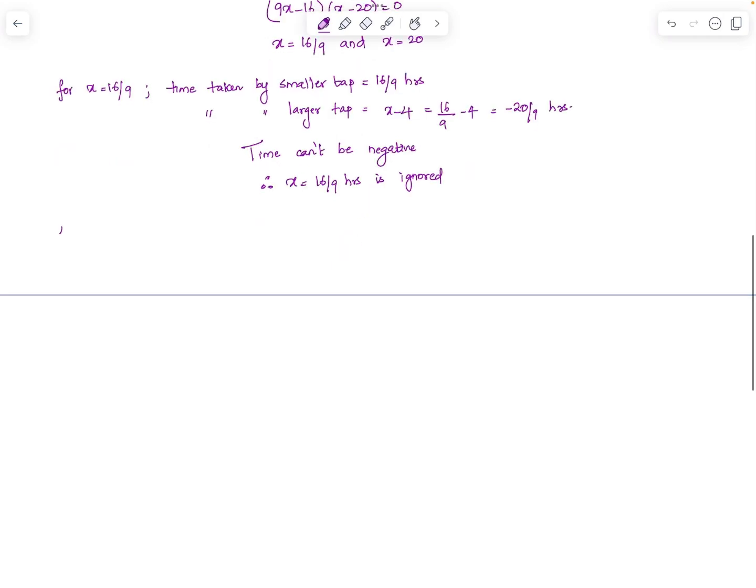Next value of x is 20. Time taken by the smaller tap is 20 hours, and from this we get the time taken by the larger tap as x minus 4, which is 20 minus 4, that is 16 hours.